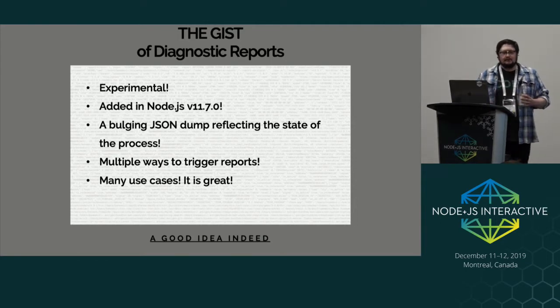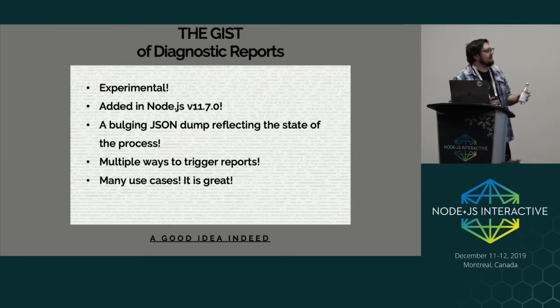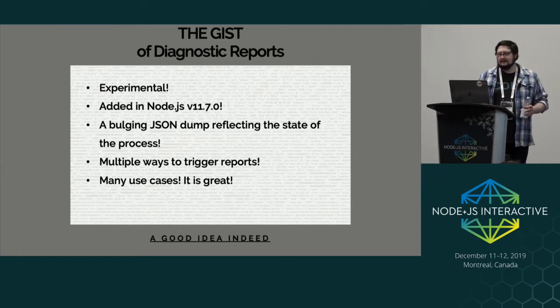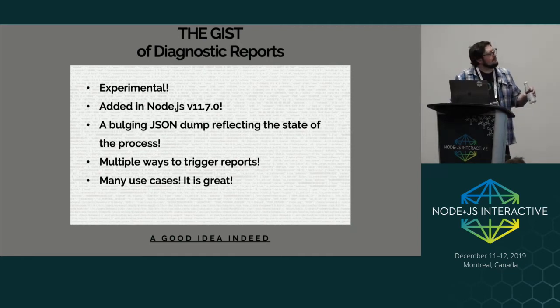Essentially, it's a huge JSON dump reflecting the state of the process. Most of them I've seen work out to be about 20-25K. You can trigger it several different ways, including giving it some command line flags, you can trigger it programmatically, you can even tell it to dump a diagnostic report when you receive a user signal.